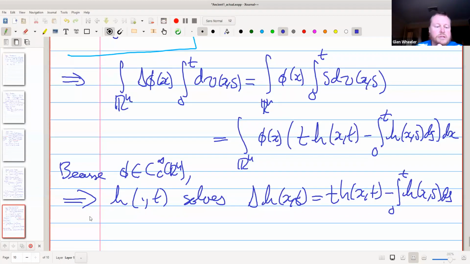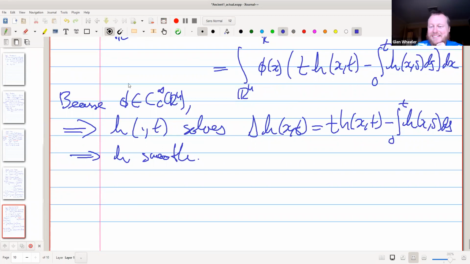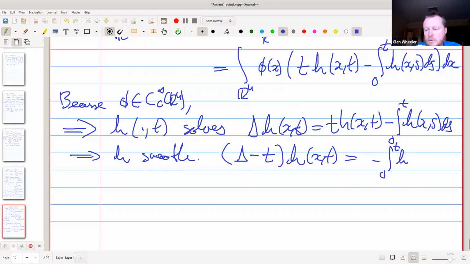Okay, so then of course, h is smooth as a solution to that dE. Okay, anyway, that's not the end of the story, but you can see again, you've got this Laplace minus t operator applied to h. Okay, and we've got this other little awkward term, which is what it is. Okay, anyway, it's not that bad. Okay, so that's our dE for h.